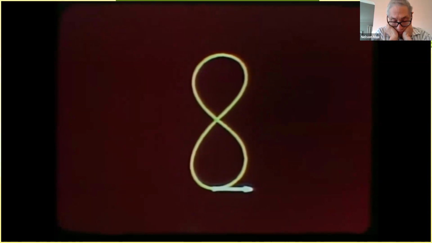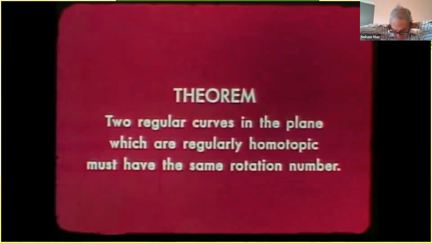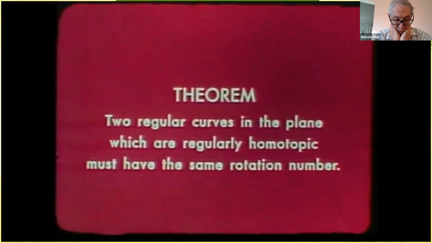Now we will prove this theorem. Two regular curves in the plane which are regularly homotopic must have the same rotation number. If this theorem is true, then there is no regular homotopy between the circle and the figure 8, because they have different rotation numbers.